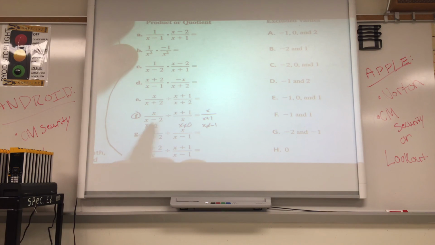It can't be 2 for this, it can't be 0 for this, and it can't be negative 1 because of that. And you're going to be multiplying by the reciprocal. So keep in mind, this is going to be a denominator at one point, and that is going to be a denominator. And that's where you're getting two domain restrictions. So your answer is x cannot be negative 1, 0, or 2.